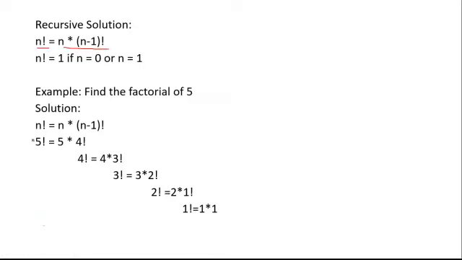So the factorial of 5, we have 5 times the factorial of 4. And then the factorial of 4, we have 4 times the factorial of 3. Then the factorial of 3, we have 3 times the factorial of 2. And the factorial of 2 is equal to 2 times factorial of 1, and the factorial of 1 is equal to 1 times 1. So we have here 1. 1 times 1, 1.